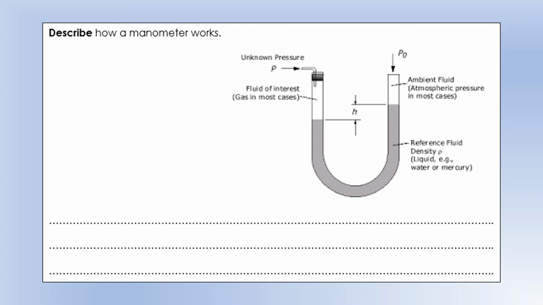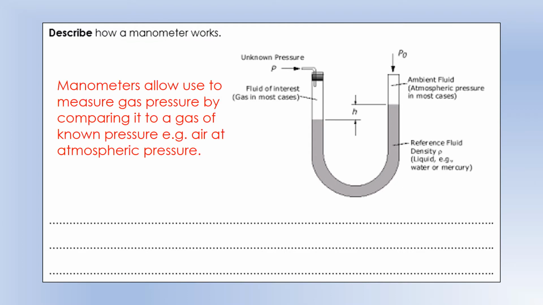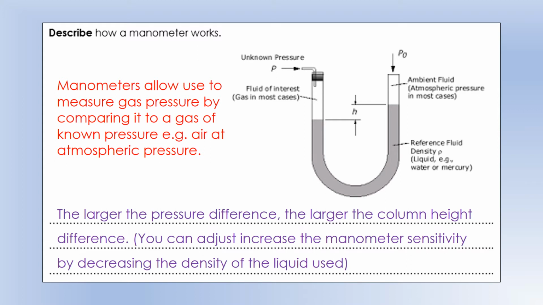Okay, so we're going to explain how a manometer works. First of all, a manometer is a device to measure gas pressure. It does it by comparing it to a known pressure, usually atmospheric pressure. So that's what we're trying to do. The way we actually take a measurement is we measure the height difference on either side of the manometer. And the bigger the height difference, the bigger the pressure difference between the two sides.